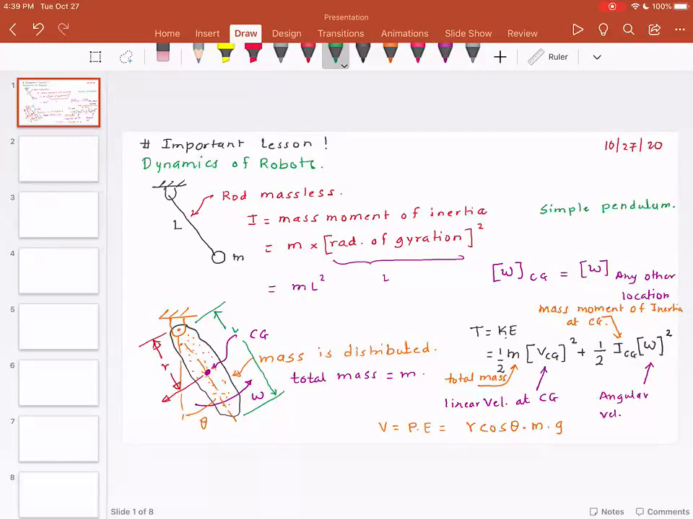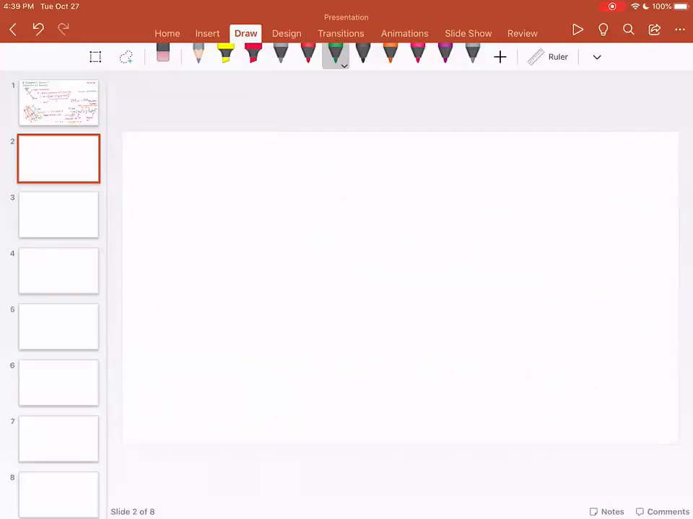But let's try to solve a few simple problems with this concept. First and foremost, I'm going to give you an expression for the mass moment of inertia for a rectangular rod. So consider a rectangular rod. For this particular problem, I'm going to assume a three-dimensional shape, and then we will try to simplify our assumptions in subsequent problems.